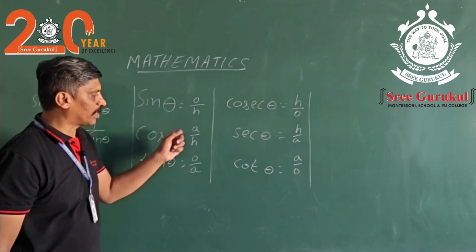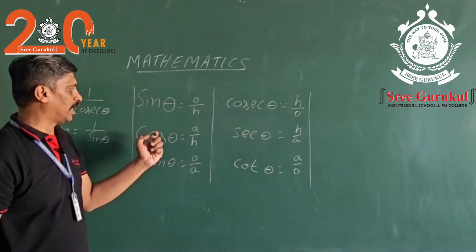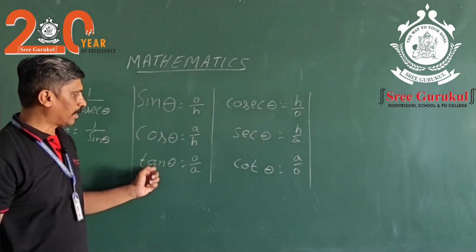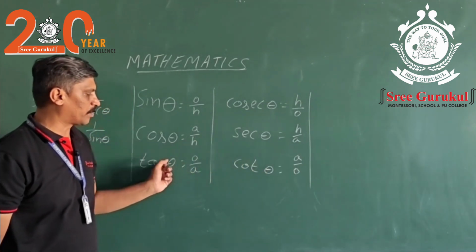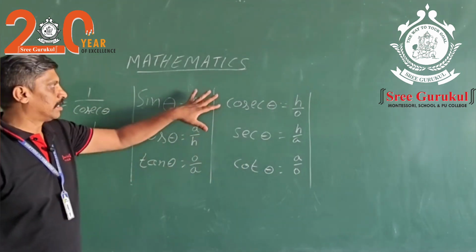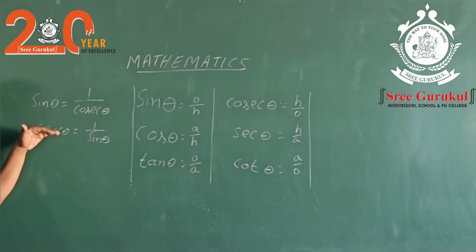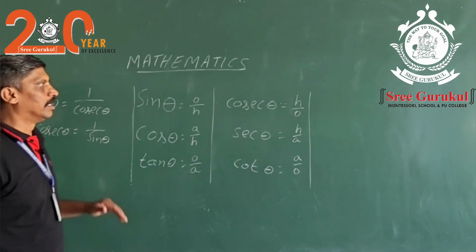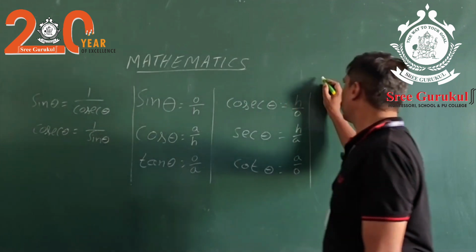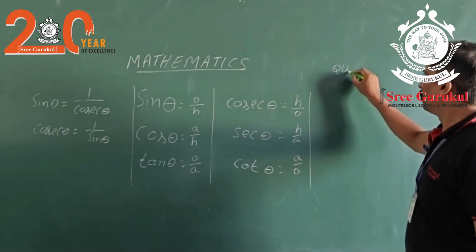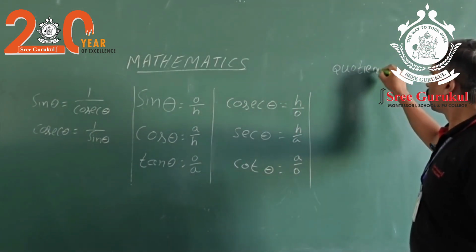What is the reciprocal of cos theta? Secant. The reciprocal of secant is cos. Then the reciprocal of tan is cot. The reciprocal of cot is tan. These are the trigonometric ratio formulas. These are the reciprocal relations. All of you know about these ratios. Just one more concept is there in trigonometry, the quotient form. What is that? Quotient form.